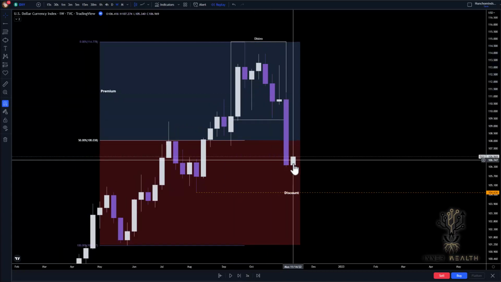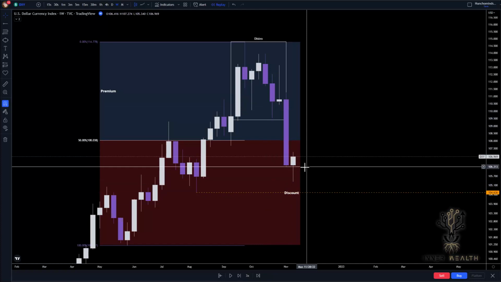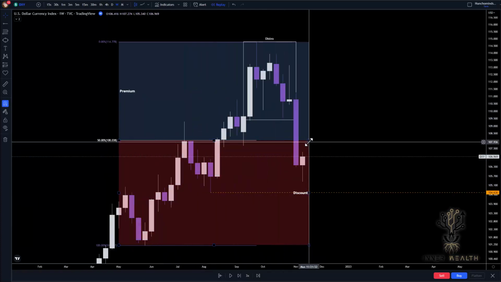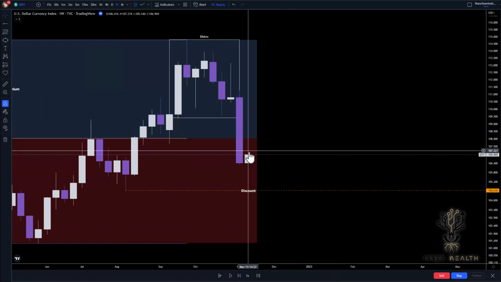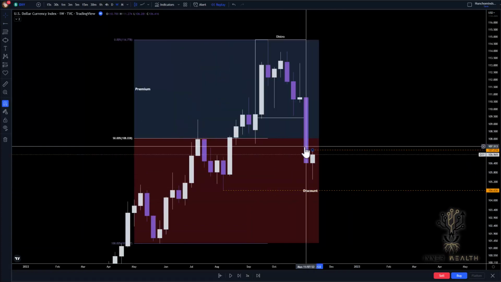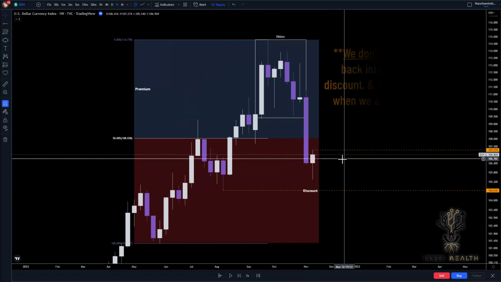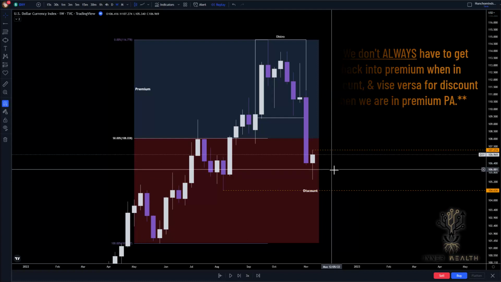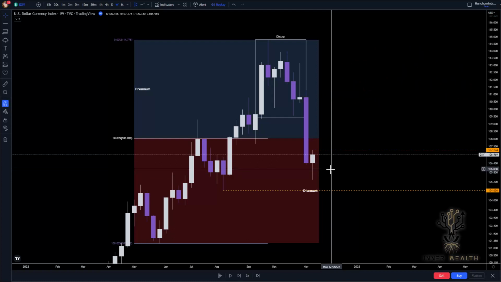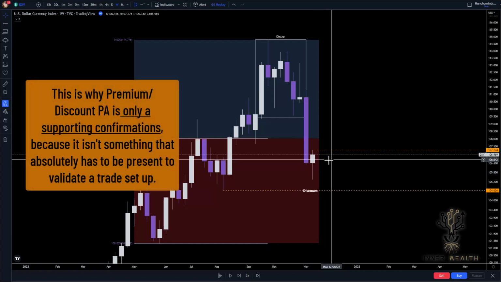From that distro, we push back down to discount. Now you guys see that we want to get back into premium to sell back down to discount. So now I liked this price action right here. We don't always have to get back into premium. That's something that I want you guys to write down right now. To get back down to discount, we do not have to come back to premium. If we do, that increases the probabilities in your short bias or in your sales bias. Okay, that's all it does.